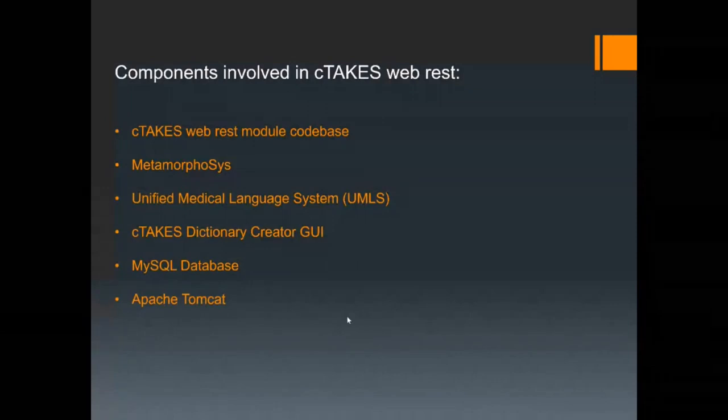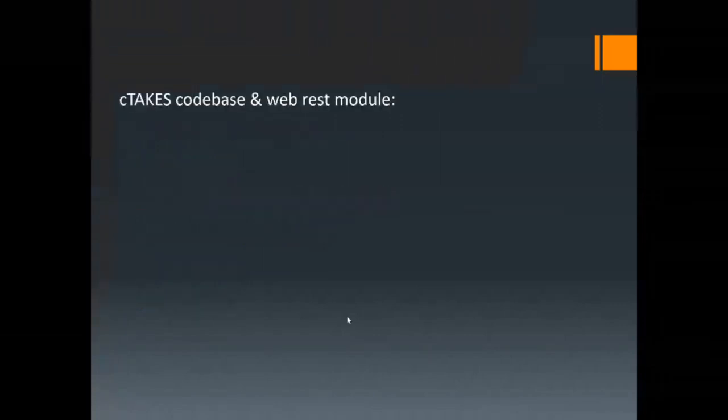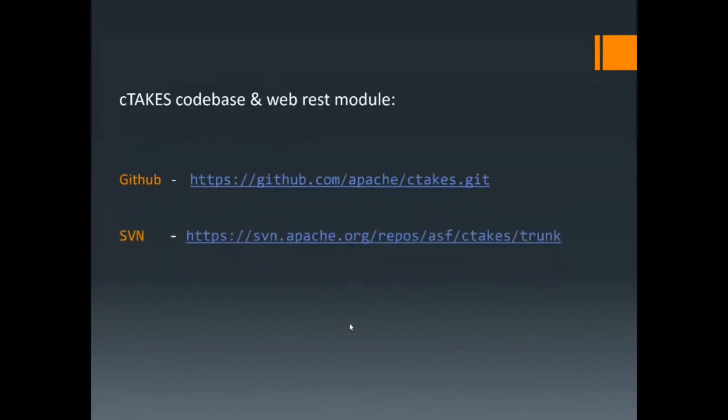Okay, so we will basically walk through each of the components which we see in the slide. First to start off, the basic question many people have is, where do I find the cTAKES code base, and how do I build the cTAKES WebRest module? You can pull the source code from the GitHub repository as shown on the slide, or you can also pull the latest code base from the SVN trunk as mentioned in the slide. So that is pretty much about the cTAKES code base and WebRest module.